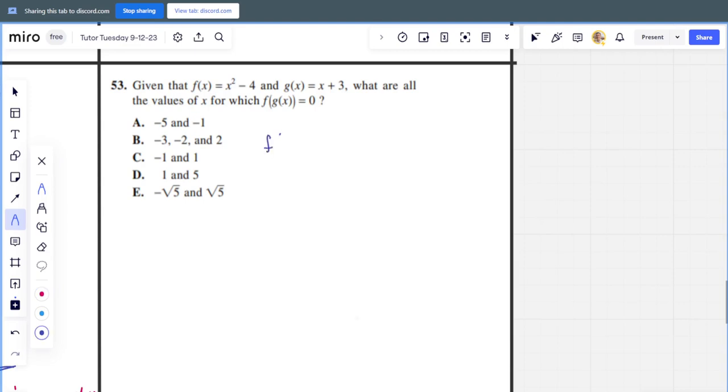F of g of x, we have f of x, we have g of x. What this means is we take g of x and we stuff it into the input for f of x. F of x plus 3. Right, g of x is x plus 3, so f of x plus 3 is just equal to x squared, except our input is x plus 3, minus 4. F of x plus 3 is equal to x plus 3 squared minus 4.